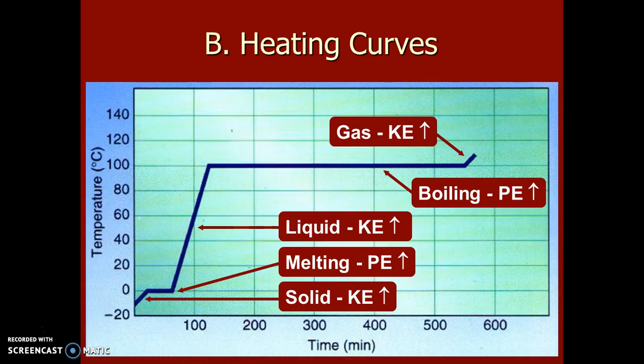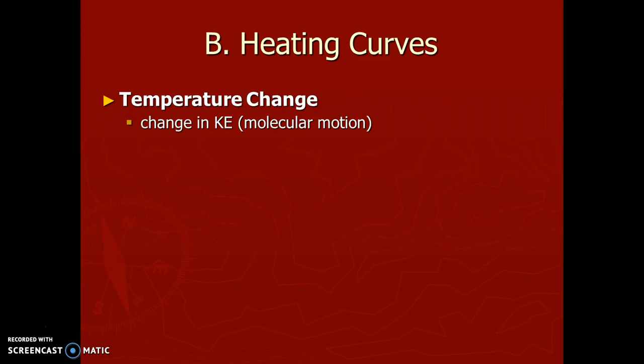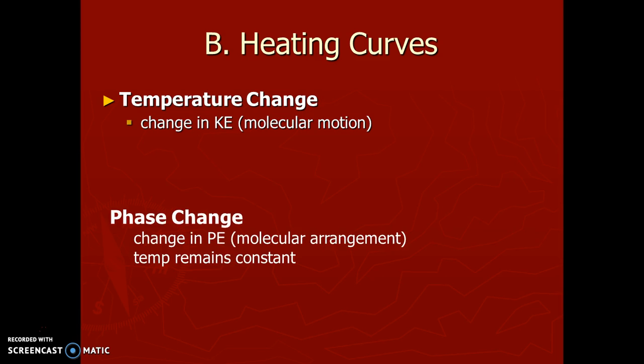So anytime you see the temperature increasing on the graph, that's an increase in kinetic energy. Anytime you have a plateau on the graph, we're changing the potential energy. So temperature change is a change in kinetic energy. And kinetic energy is energy of motion. So you relate that to molecular motion. And anytime during a phase change, during the melting or the boiling point, we're changing the potential energy. We're changing the arrangement of the molecules. And that temperature is going to remain constant.